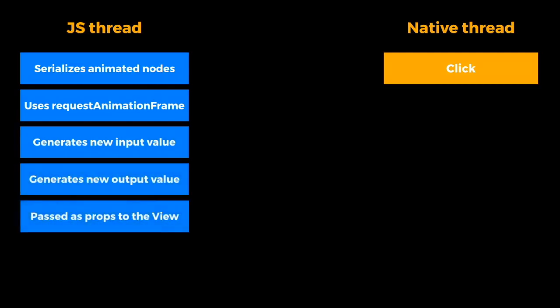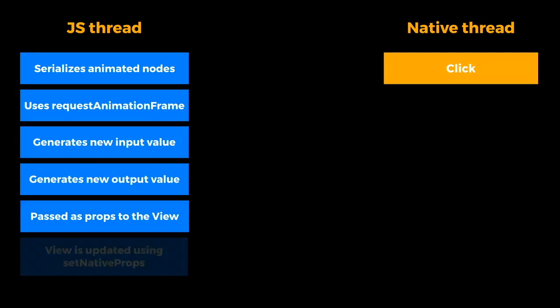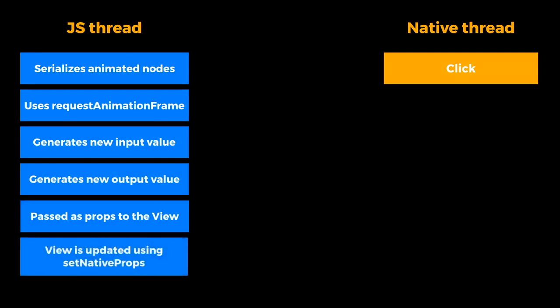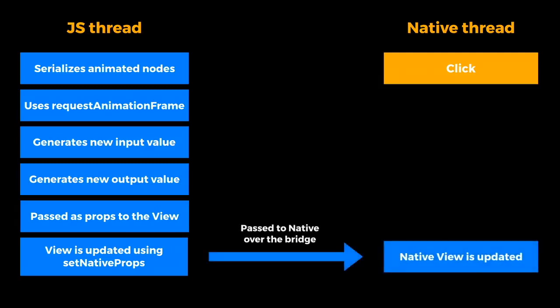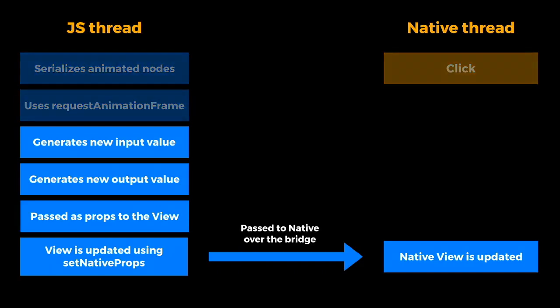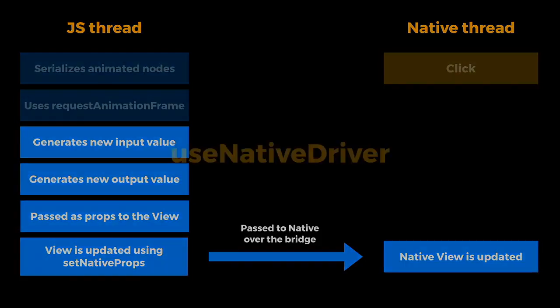It sets that, passes it as props to the views, and the view is updated using setNativeProps, and that value is passed over the bridge to the native thread, and the actual native view is updated. So as you can see here, on every frame, this particular section is executed, right? And most of the work is done by the JavaScript thread. That explains why, when I made the JavaScript thread busy with a loop, it started skipping frames because it didn't have enough capacity to do it, right? So how do we solve it?